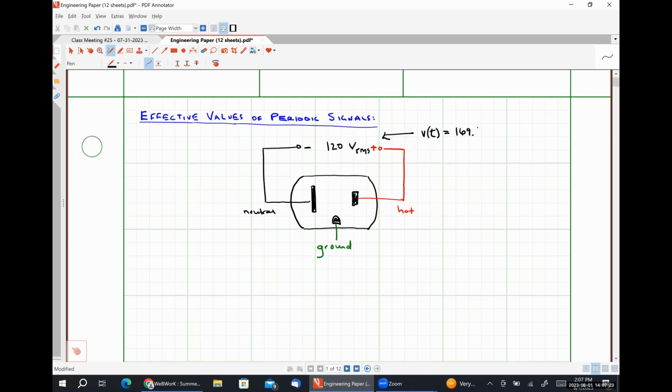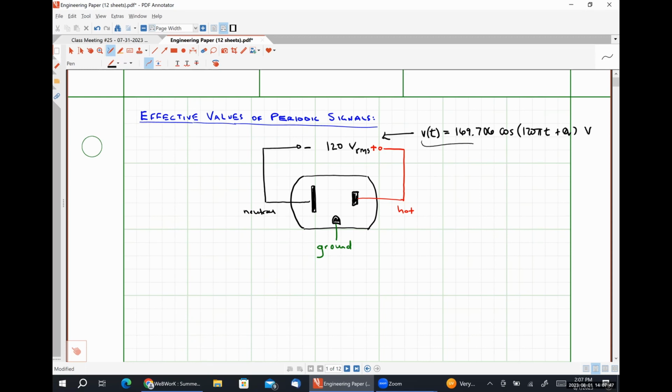169.706 cosine. So the United States operates at a linear frequency of 60 hertz. So 60 times 2 pi is going to be 120 pi t plus some phase angle that depends on when we start measuring our voltage signal, volts.